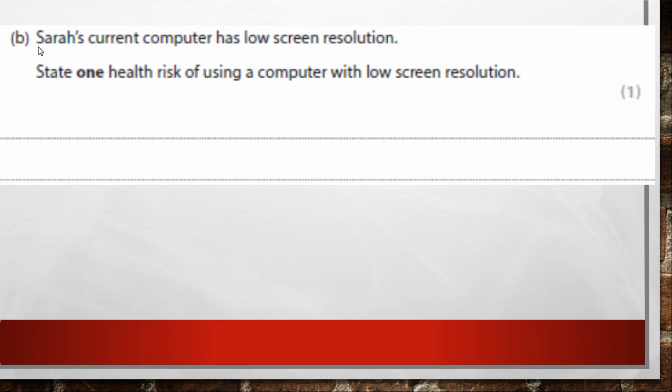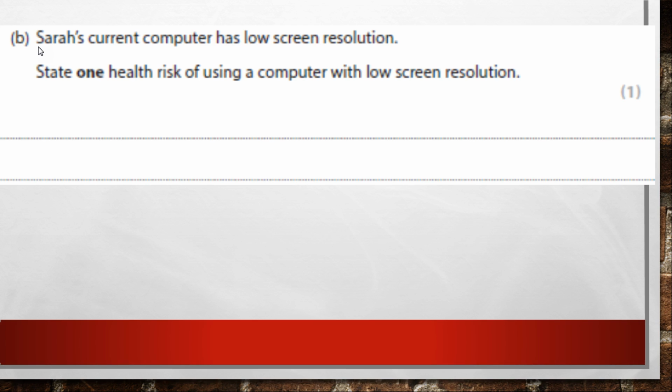Next question. Sarah's current computer has low screen resolution. So she's got a monitor that has a low screen resolution. State one health risk of using a computer with a low screen resolution. When you're doing these exam questions, put yourself momentarily into that scenario. It's low quality, it's not many pixels, and you imagine looking at it. One health risk, what's that going to do?